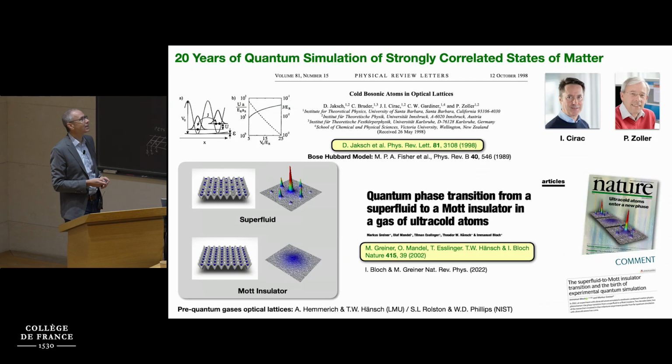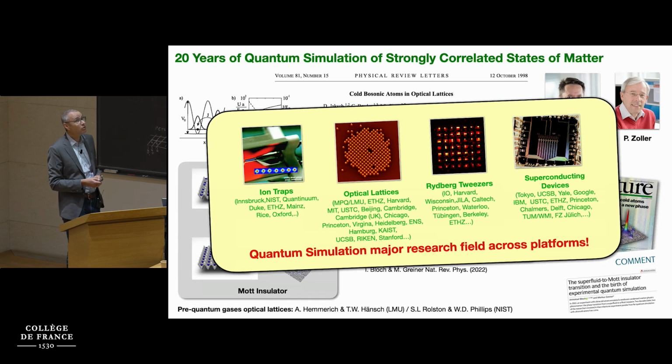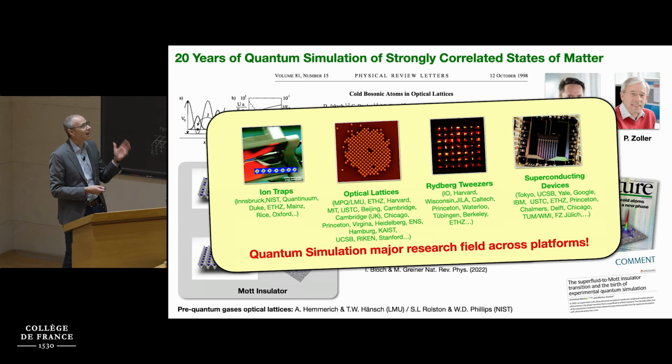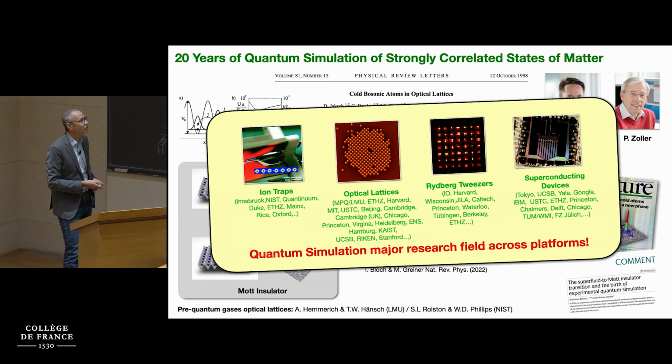As Antoine said, for me, the starting point was this original work on superfluid to Mott insulator transition, like over 20 years ago now. And this really, I think, sparked off the field of quantum simulation, which people are now pursuing in a wide variety of platforms, from ion traps, lattices, the wonderful work on tweezers here, especially in Paris, Antoine's group, and also here at Collège de France, superconducting devices. You know, I think it's become a major research field across all of these different platforms.